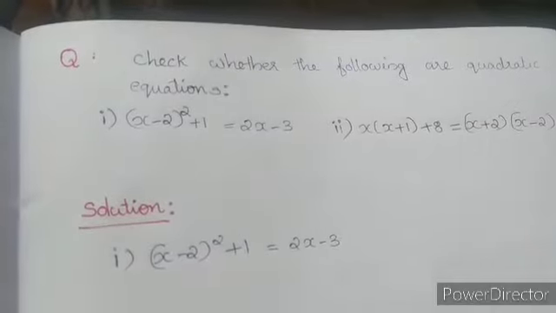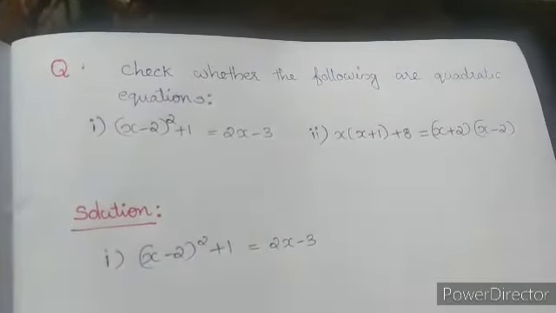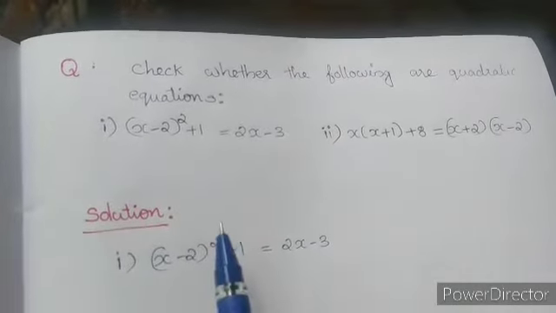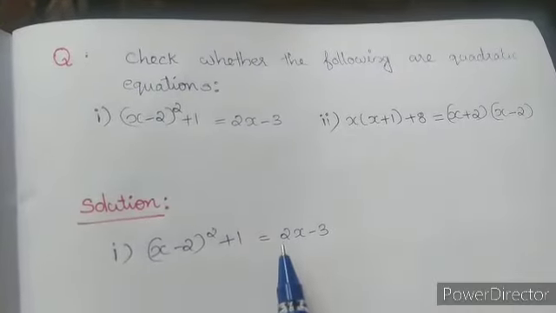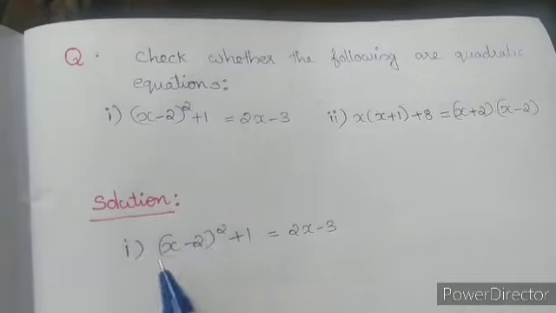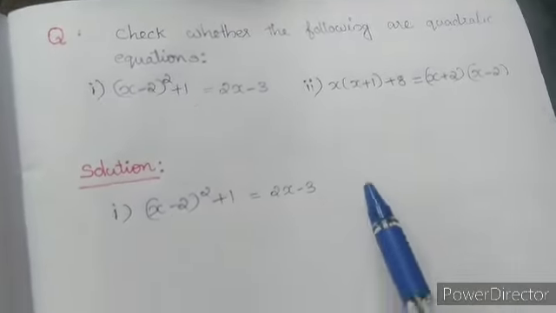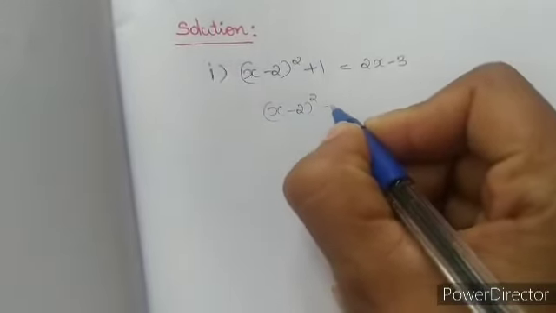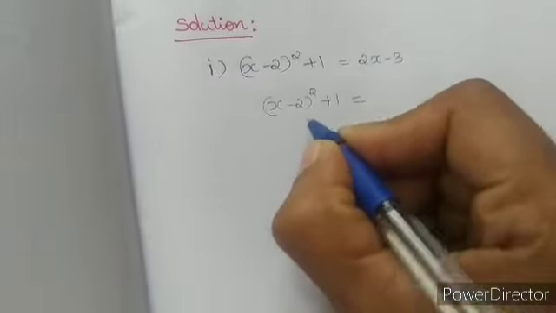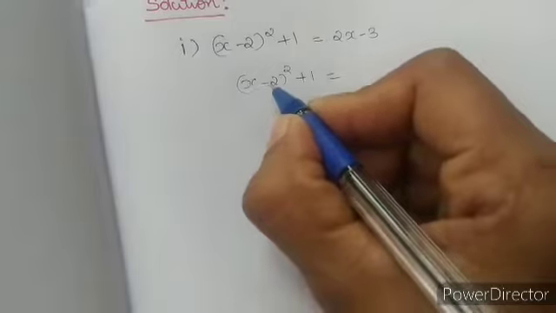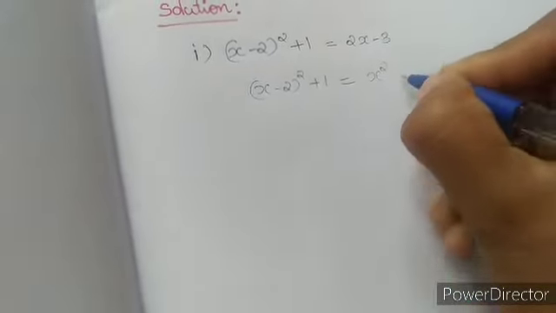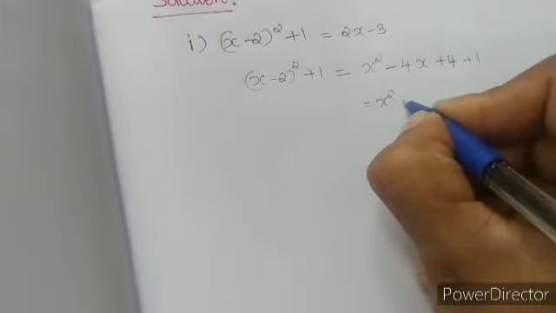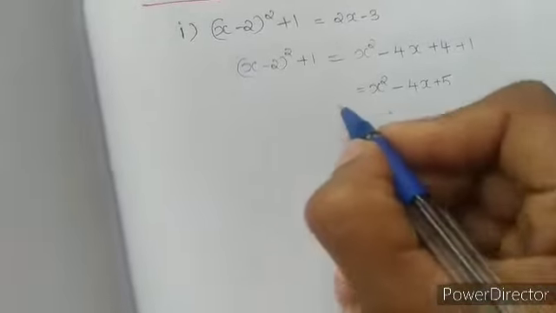Okay. The next problem is to check whether the following are quadratic equations. We have two questions, so we are going to see whether these equations are quadratic or not. First question is x minus 2 whole square plus 1 equal to 2x minus 3. We can't say now whether it is quadratic or not. Let's see. First take the LHS: x minus 2 whole square plus 1. How can we expand this? It is in the form of a minus b whole square, right? So x square minus 4x plus 4 plus 1, that is x square minus 4x plus 5. We got the LHS.